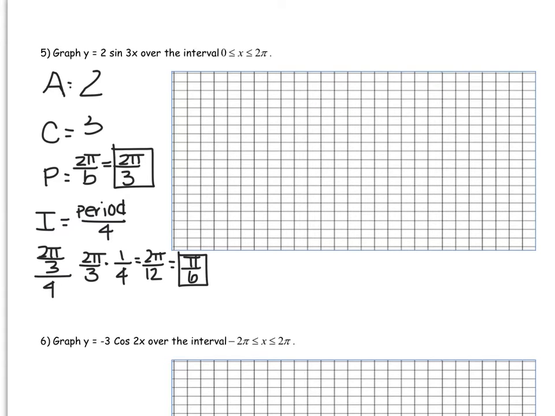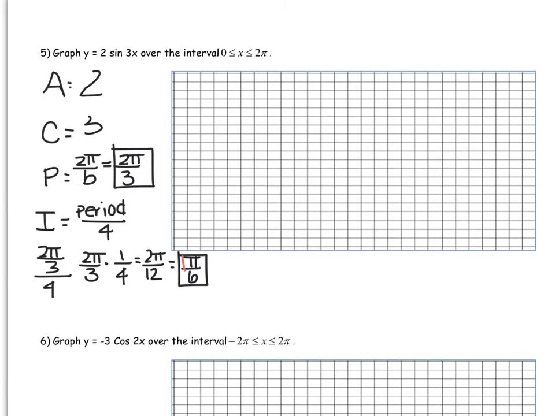Okay, so if you can find the A, the C, the P, and the I, you are 90% there in making the graph. So remember I talked about interval is what we count by? That's actually what's going to go on the x-axis. So do you see here this says pi over 6? This is really the same thing as saying 1/6 pi.